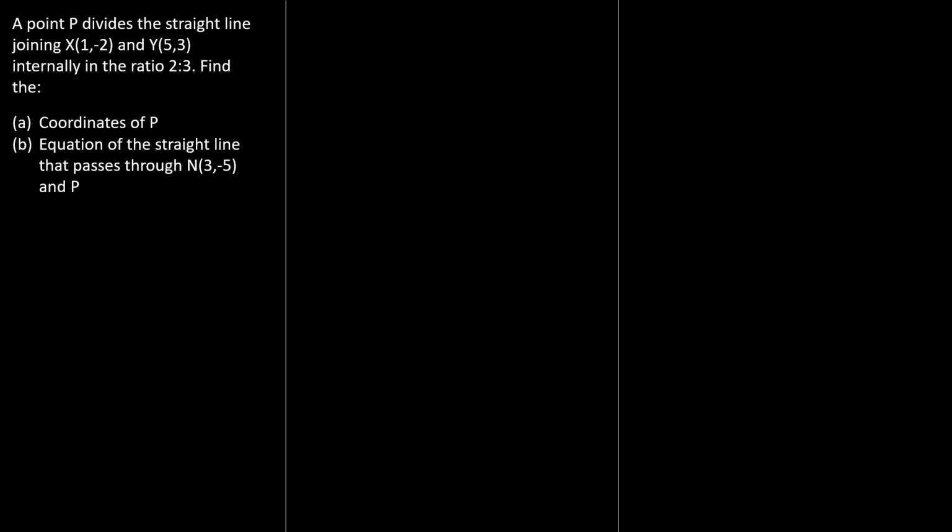A, the coordinates of P, and B, we are supposed to find the equation of the straight line that passes through N and P, and the coordinates of N is 3 and -5. So this is a whole new question. This is a very beautiful question that we can solve with ease.